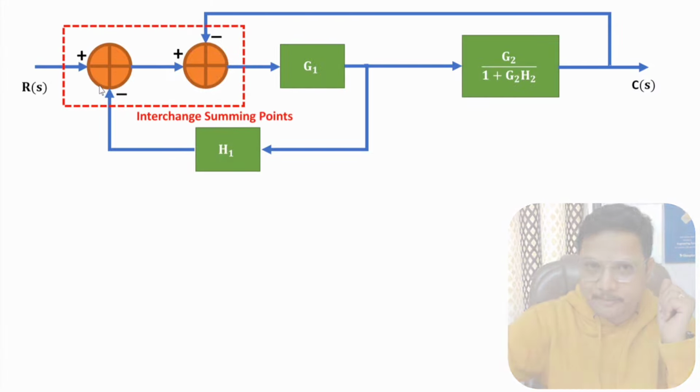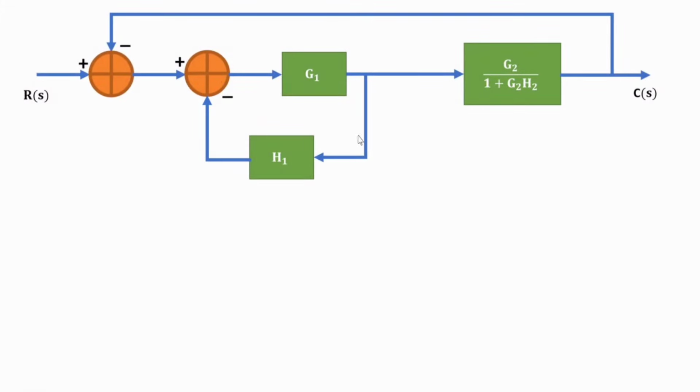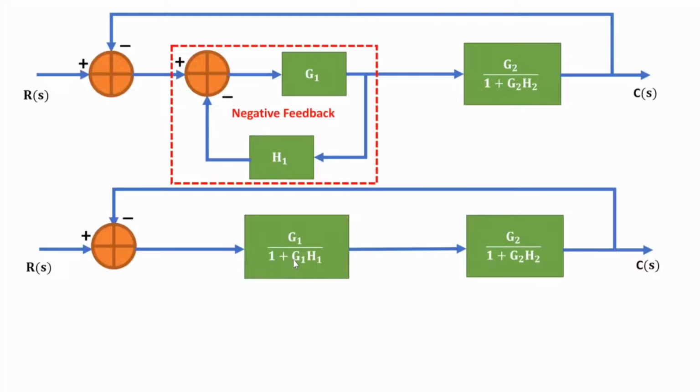Here you can observe I have interchanged summing point. So now this summing point that is available here has plus minus polarity, and this minus plus polarity is available over here, right? Now we have negative feedback over here, and what is the gain of it? G1 divided by 1 plus G1H1. So just replace that over here. So here we have G1 divided by 1 plus G1H1.